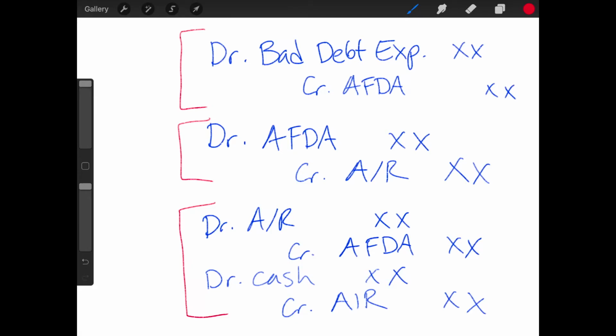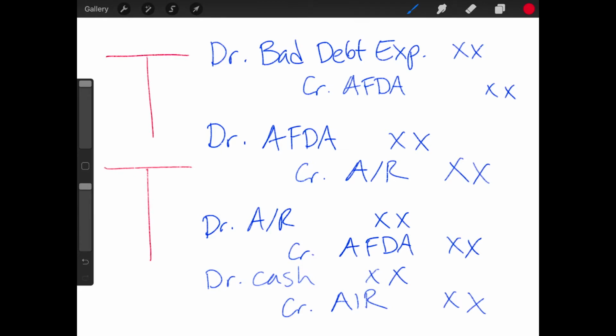So the next step is to say, okay, I know what these journal entries look like, but what impact does this actually have on my T accounts? I think T accounts are a really helpful way to visualize what's going on and keep track of everything. On the left-hand side of the screen, I have your accounts receivable T account and your AFDA T account on the bottom.